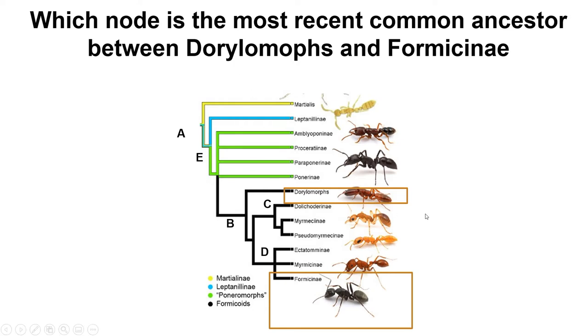this cladogram, we have a bunch of different insects, right? Or I guess kinds of ants. And we are looking at the, geez, Dorlemorphus, and the Formicinae. So who is the most recent common ancestor between these two?